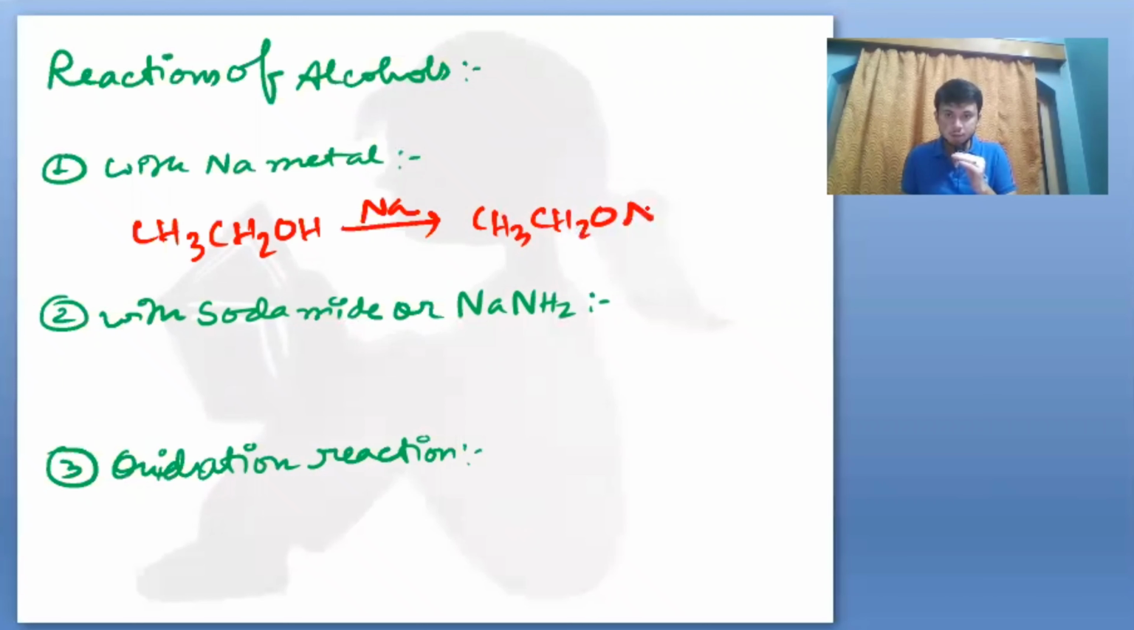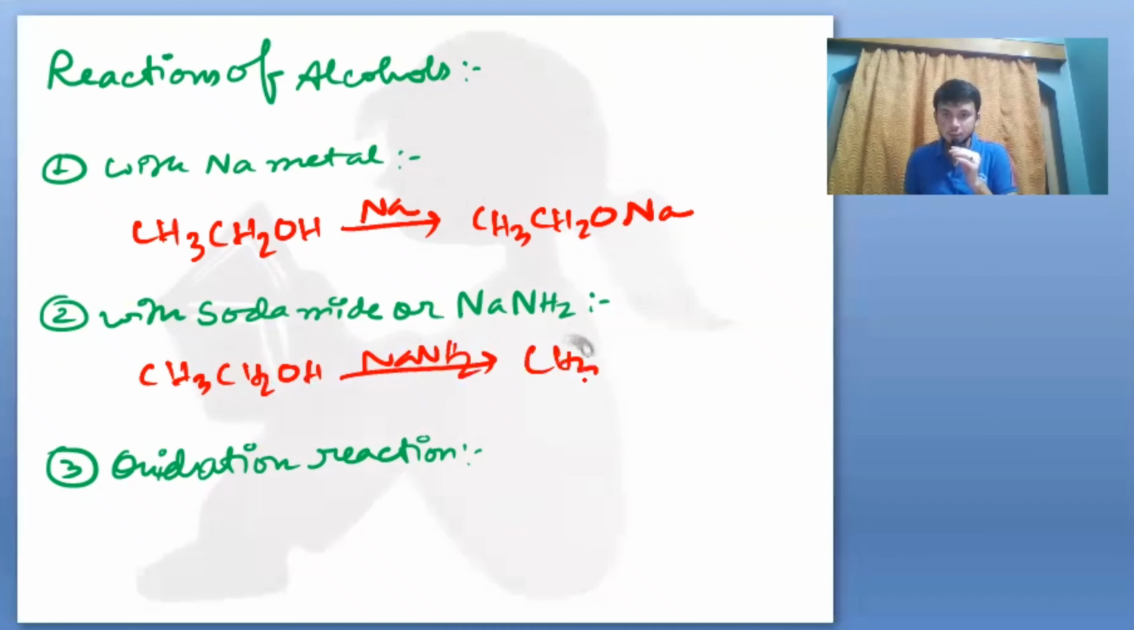So it gives us ONa like this. Many of you are wondering how this came. The bond between H and O will be broken, and Na replaces the hydrogen. Okay. So what will be formed with sodamide? In the case of sodamide, the same thing occurs: CH3CH2OH, if we give it NaNH2, again forms CH3CH2ONa. Okay.